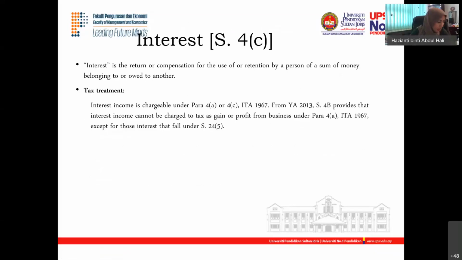Alright, interest. In this case, for dividend, when you invest in a company, the company pays back to you the profit in terms of dividend. For interest, if let's say you save money in banks or Islamic banks and you get interest from your savings, that interest is also considered under section 4(c) and it can be taxed as well. It is actually compensation for the use of or retention by a person of money belonging to or owed to another.